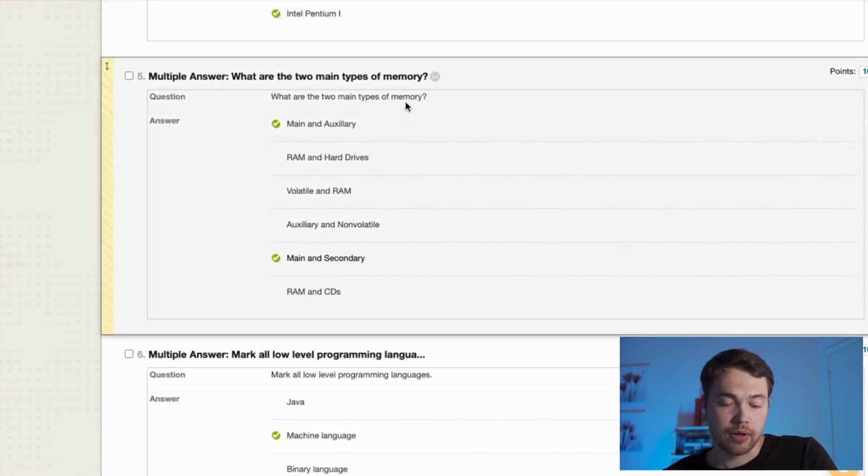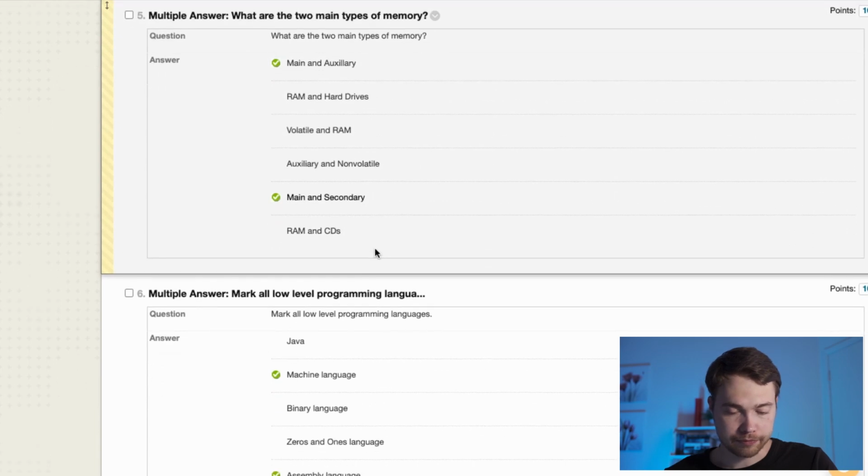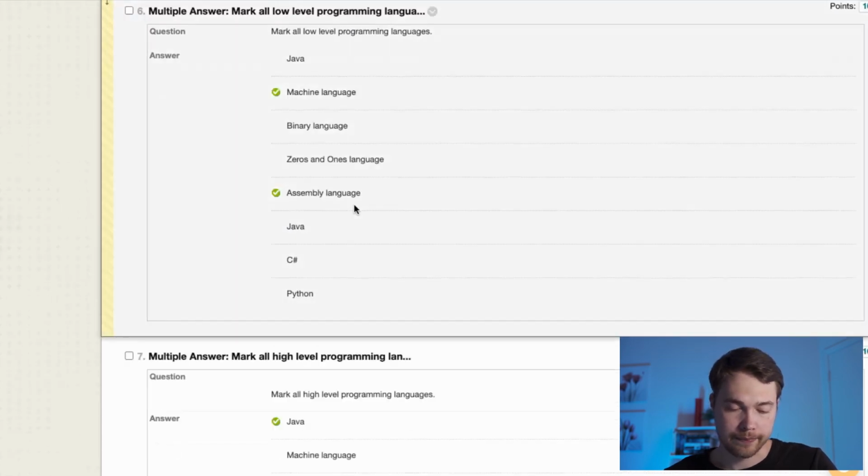What are the two types of memory we have? Main and auxiliary, main and secondary. Okay. Those are types of memory. RAM would be a specific memory kind, but the types are main and auxiliary, and main and secondary.